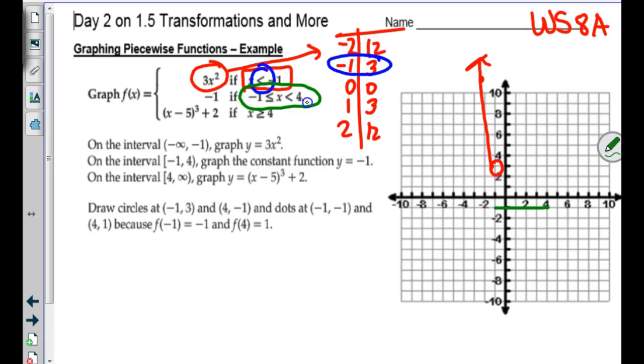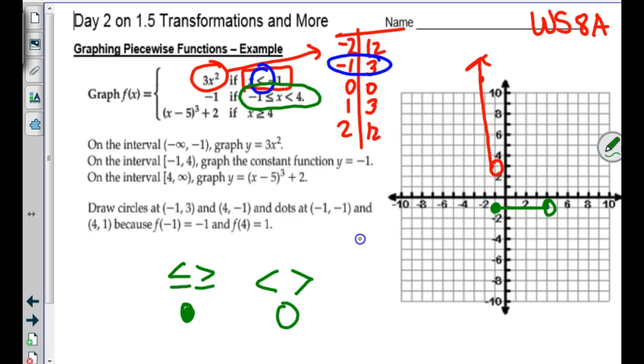What about the endpoints? Open or closed circles? If you have this symbol or this symbol, it's closed. If you have this or this, it's open. So the -1 is closed, and the +4 is open.